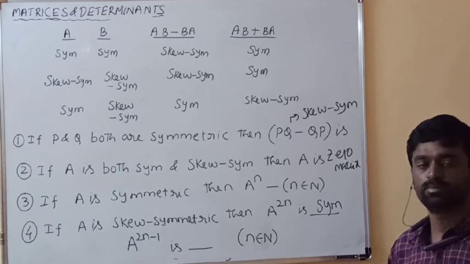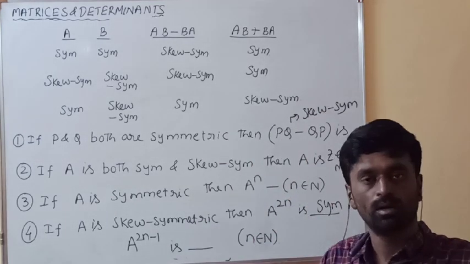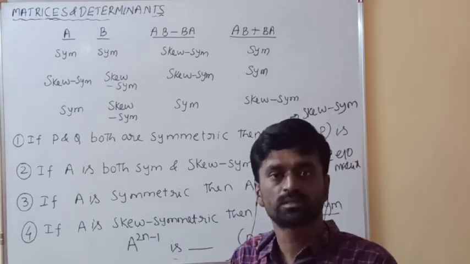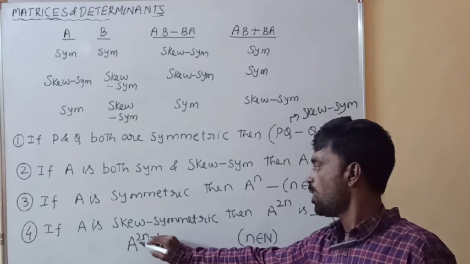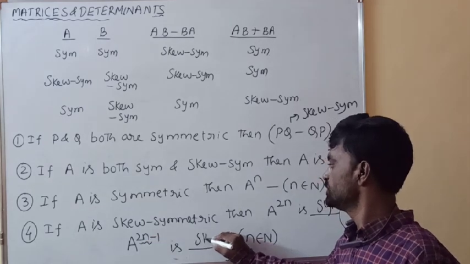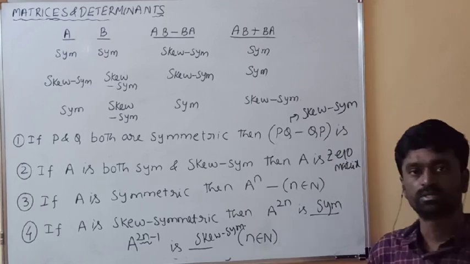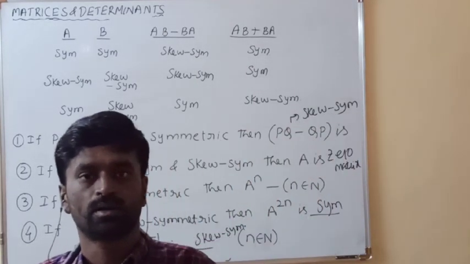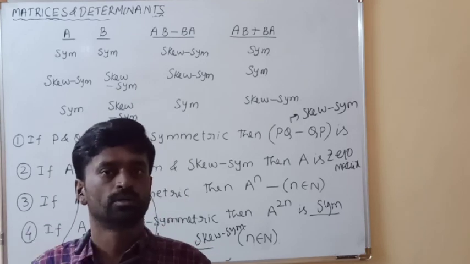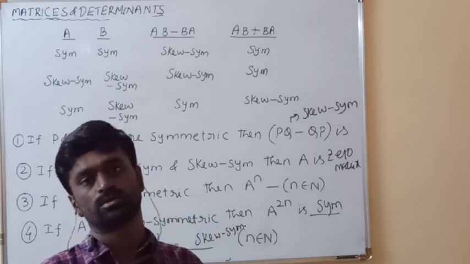Symmetric. That means skew symmetric power even number is always a symmetric matrix, whereas skew symmetric power odd number is skew symmetric. If A is skew symmetric, A power any even power is symmetric. A power any odd power is skew symmetric.